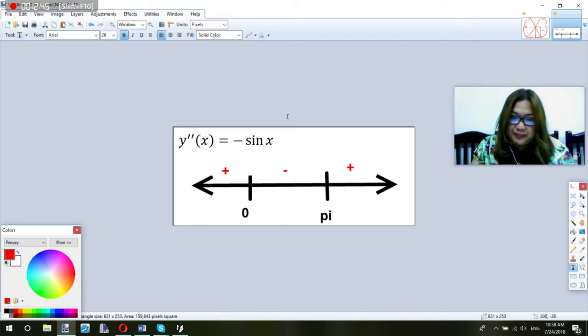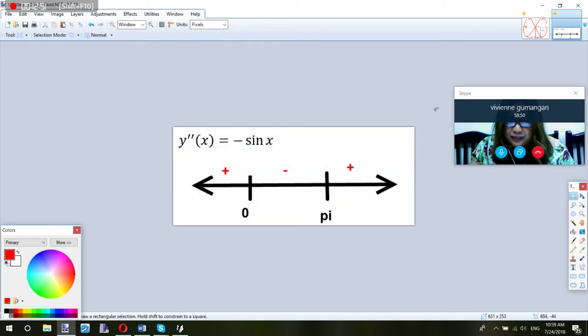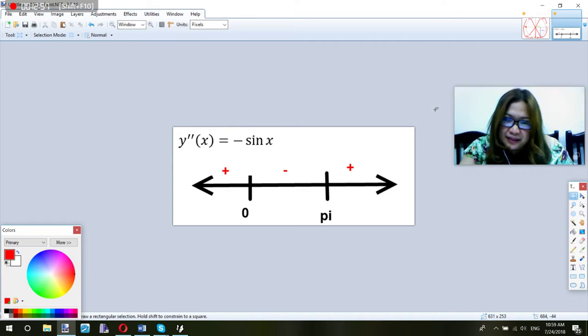Okay, so what are my points of inflection, just looking at this graph? My point of inflection falls between 0 and pi. 0 and pi are both points of inflection. They're both points of inflection because we do change concavity at both of these points.